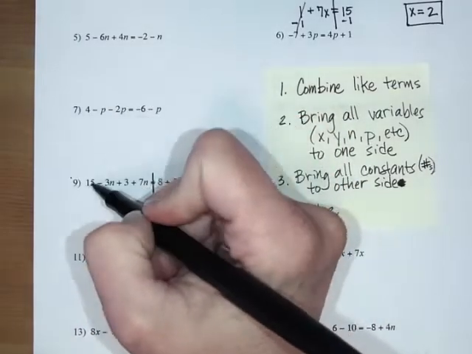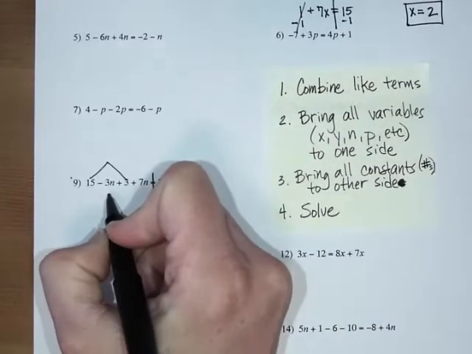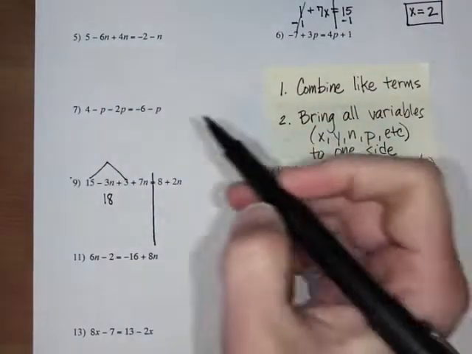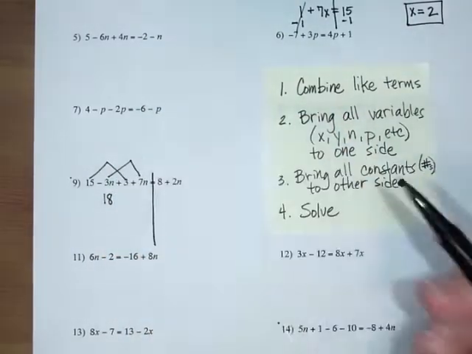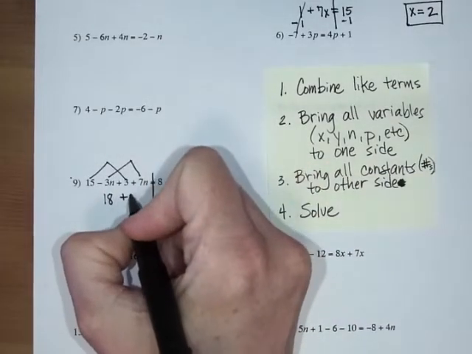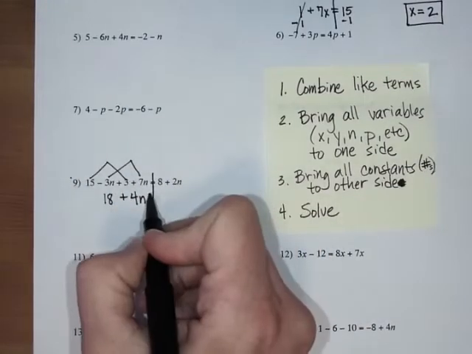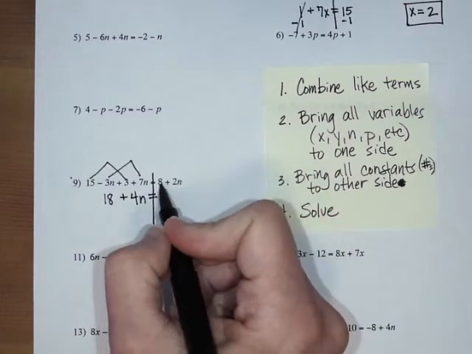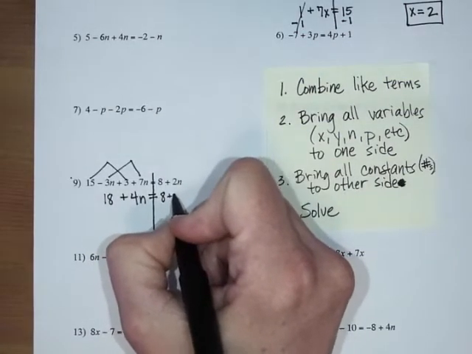So let's do our constants first. 15 plus 3 equals 18. Good. Okay, now let's combine our variables. Negative 3n plus 7n equals positive 4n. Good, good. So we've just combined like terms here. On this side, are there any like terms? We've got one constant, one variable. Nope, we're just going to have to bring it down. There's nothing to combine.